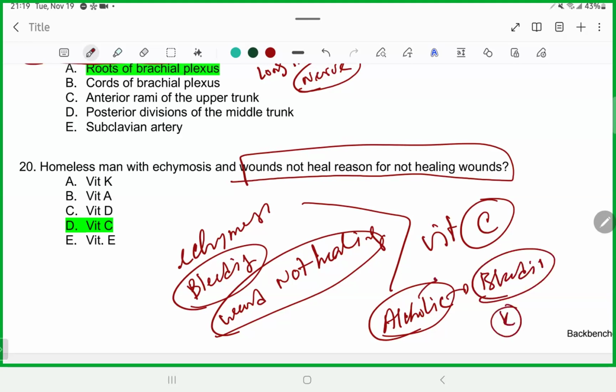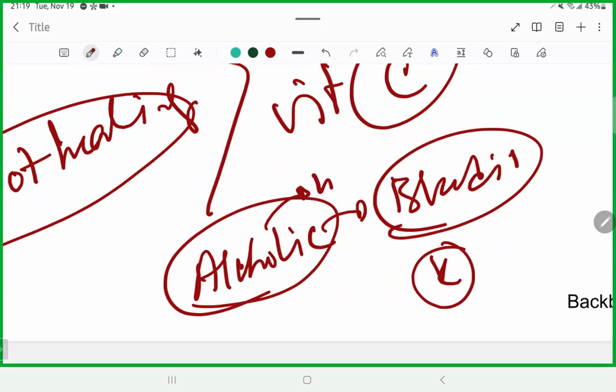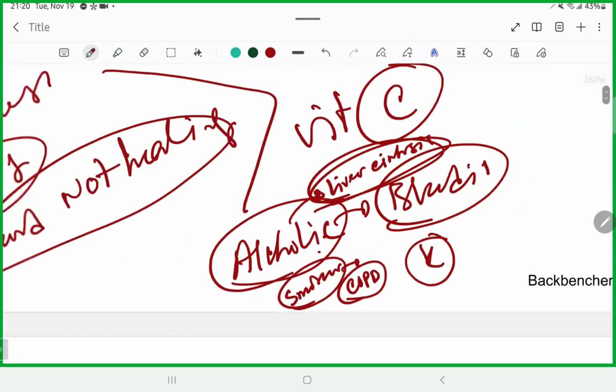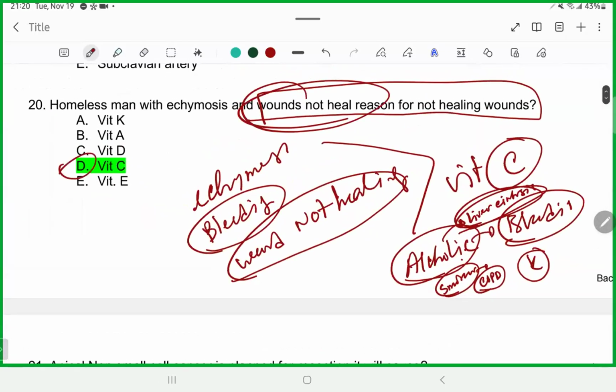Alcoholic in your question does not mean that in general life every alcoholic has liver cirrhosis. No, but in your MRCS Part A, if they mention alcoholic, they are telling you that person has liver cirrhosis. If they say lifelong smoker, they are just saying that person is a COPD patient. Simple as that. Anytime you see wounds not healing, vitamin C in MRCS Part A.